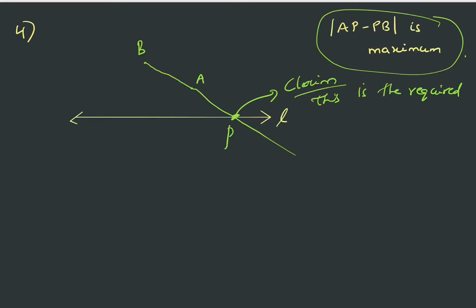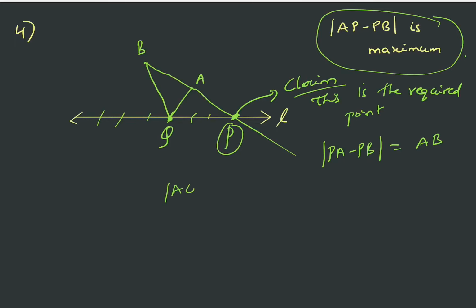So I'll prove my claim. Notice that for this point P, the difference between PA and PB is equal to AB, right? Because PA minus PB is AB because BAP is a straight line. Now take any other point Q on this line L apart from P. So say this is a point Q on this line L apart from P. Let us join AQ and BQ.